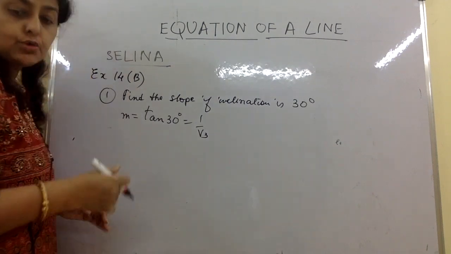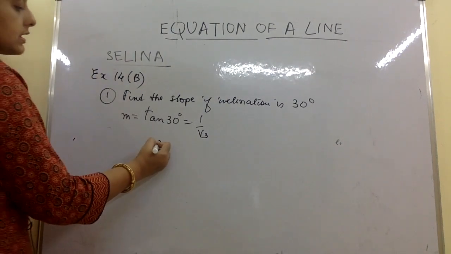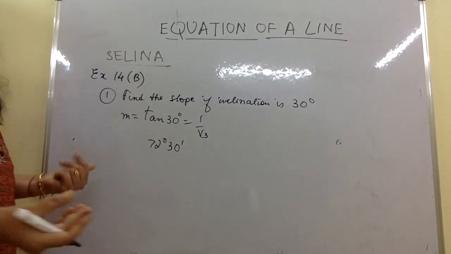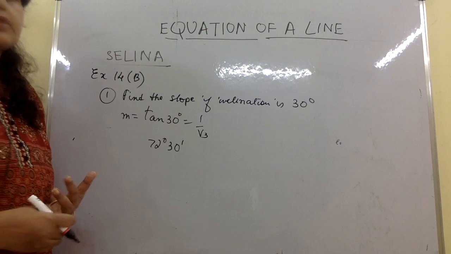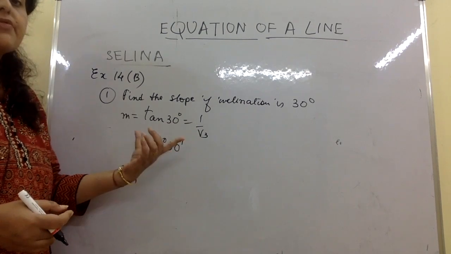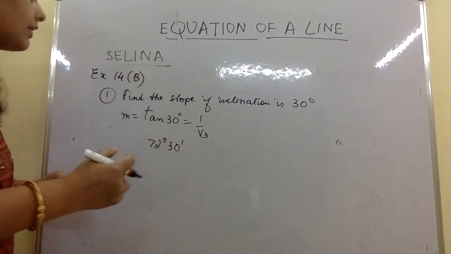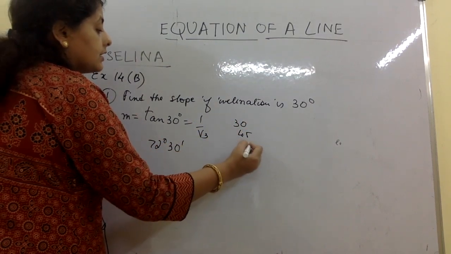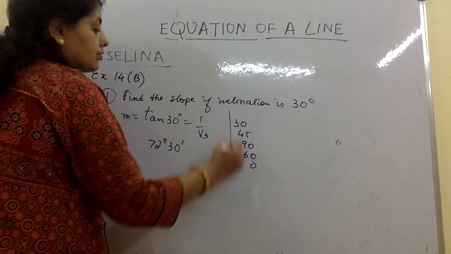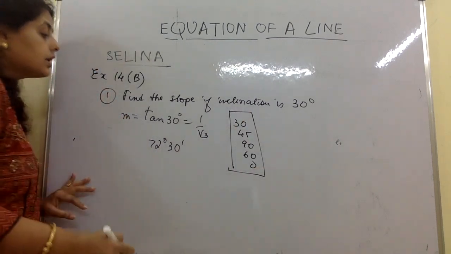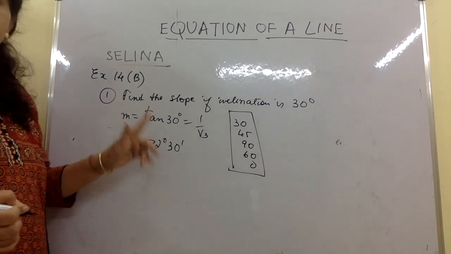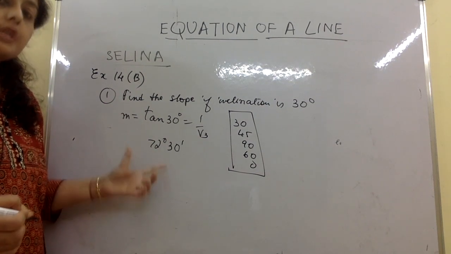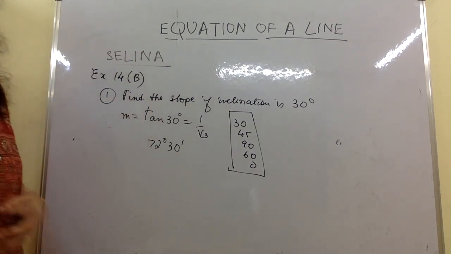Now what will we do if we have 72 degrees 30 minutes? If you have like this, you will have to see the tan table. You will get the value of tan of this from the tan table. Otherwise, you will have to remember tan values of 30, 45, 90, 60 and 0 standard angles, that is all. So if this kind of sum comes, you should be provided with the trigonometric ratio table, and from there you can get the value.